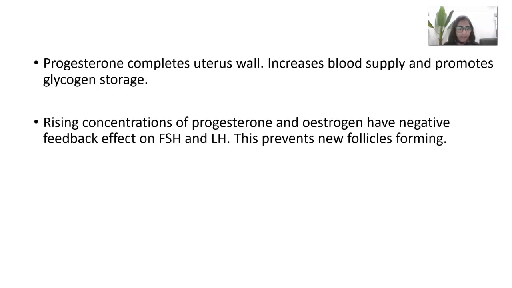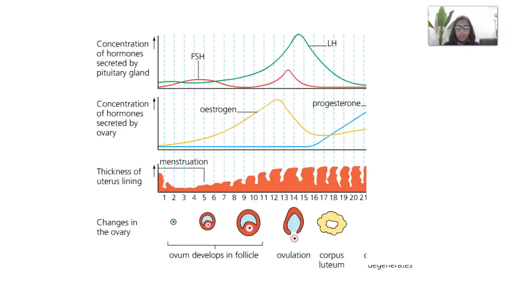The rising concentrations of progesterone and estrogen will have a negative feedback on LH and FSH, thus preventing them from getting any higher. The reason why that's important is it stops a new cycle from forming, and you can see that here.